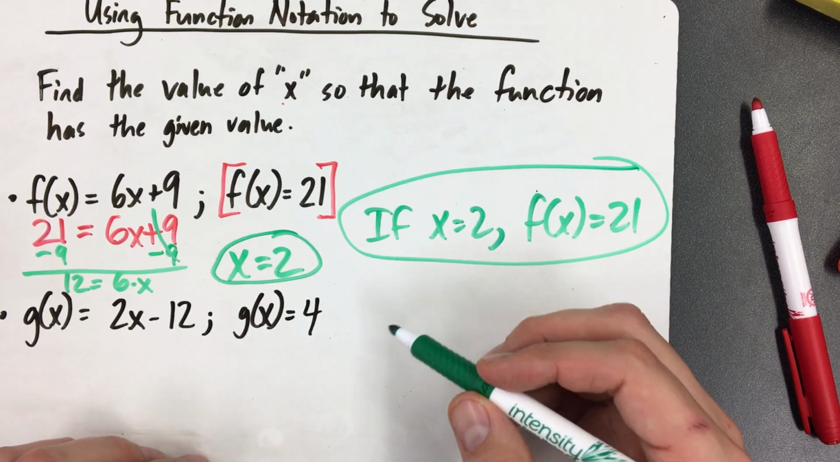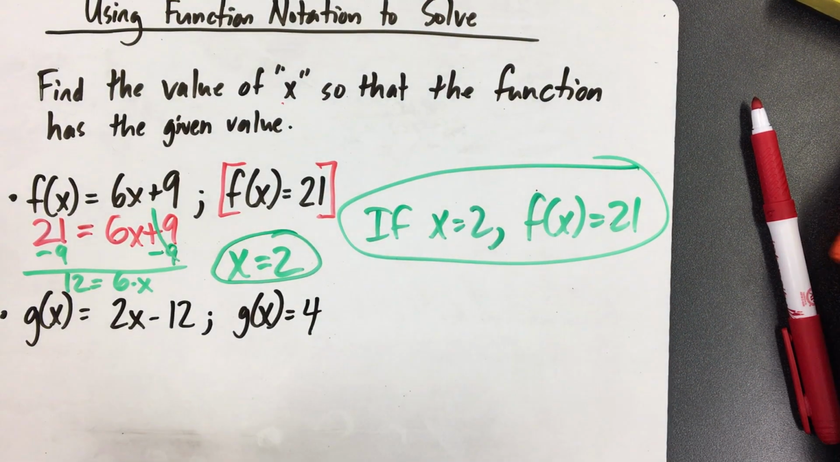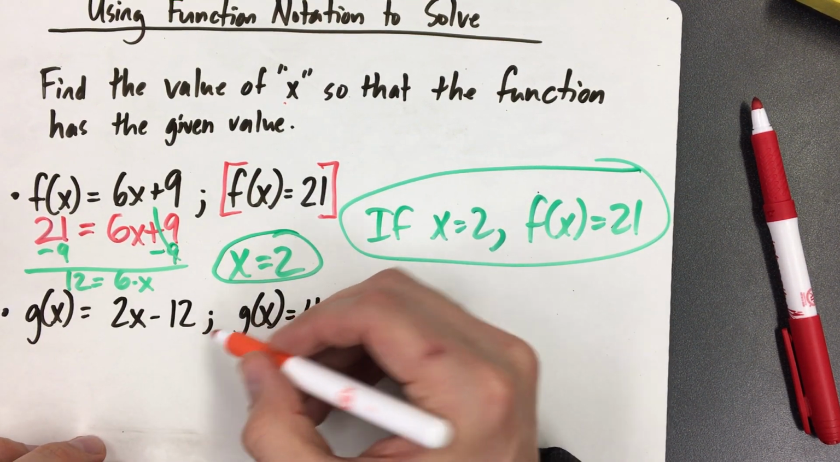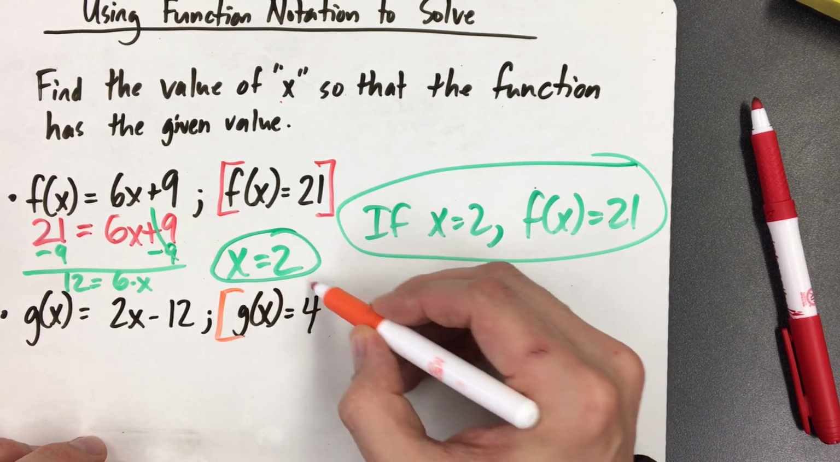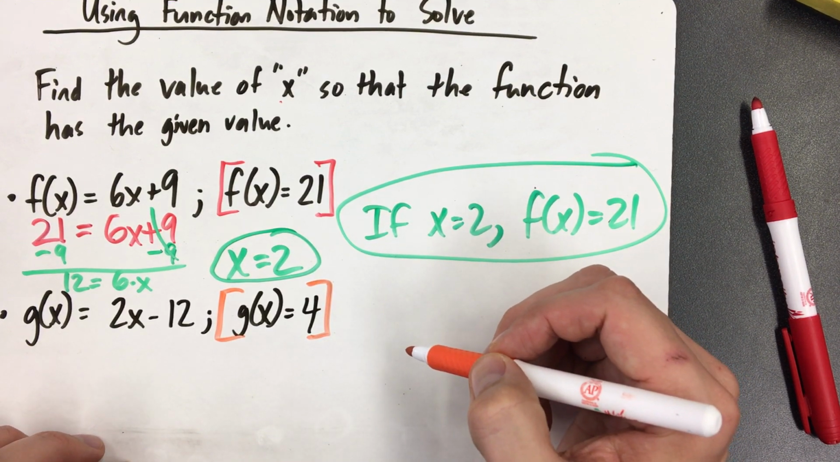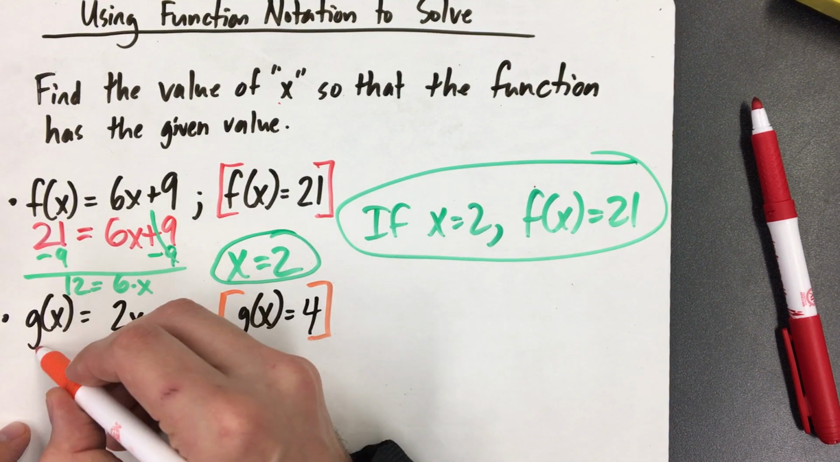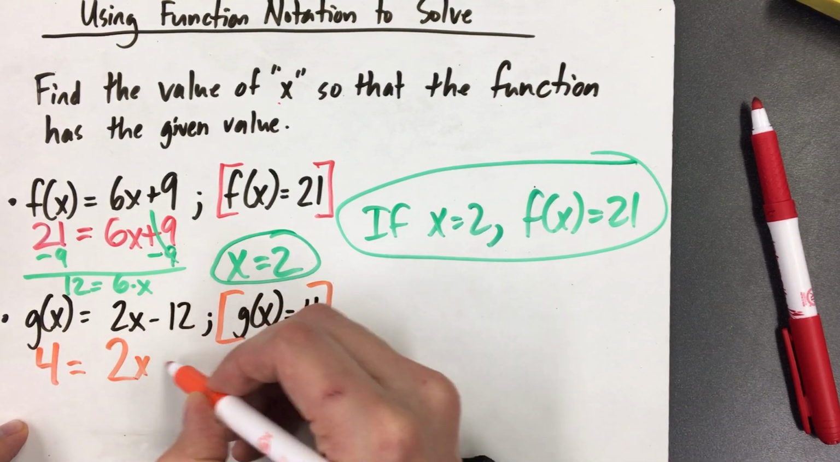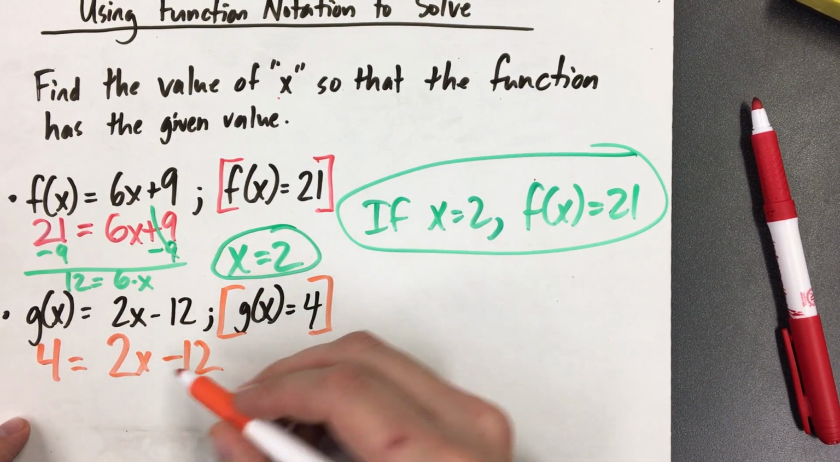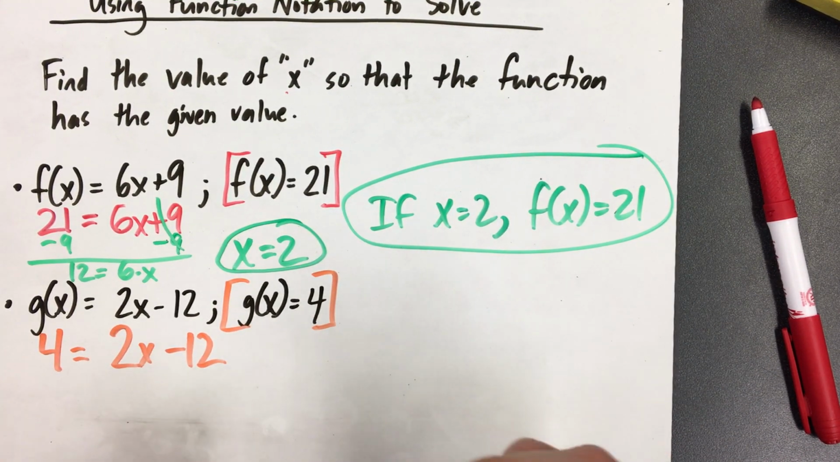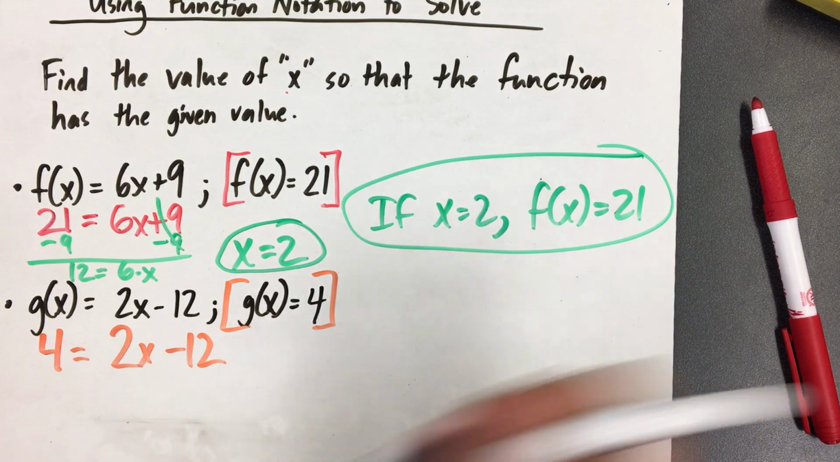Same thing down below. I use a different letter just to get you used to them throwing a different letter at you. Here it says g of x equals 2x minus 12, and then they give you the semicolon, and now they say g of x equals 4. So way out here, g of x, this equals 4. What number would I have to have substituted in for the x for my input to give me an answer of 4 as my output? This is the output out here. And so this is the same idea as we just did.